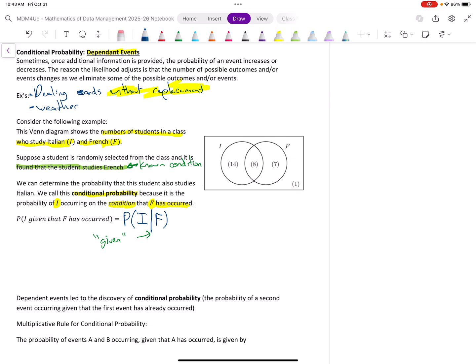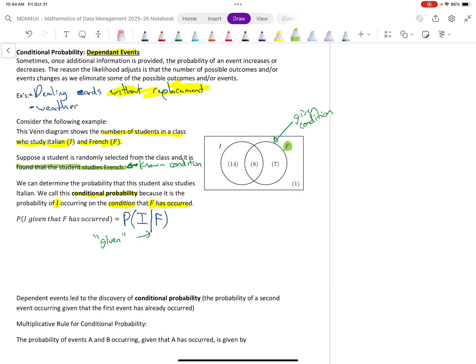And if I look at the Venn diagram, the first thing I know is that this person that we're looking at studies French. So this is the given condition. And when you think about it this way, it helps to kind of understand it a bit better. I know that the person studies French, but what's the probability that they also study Italian?